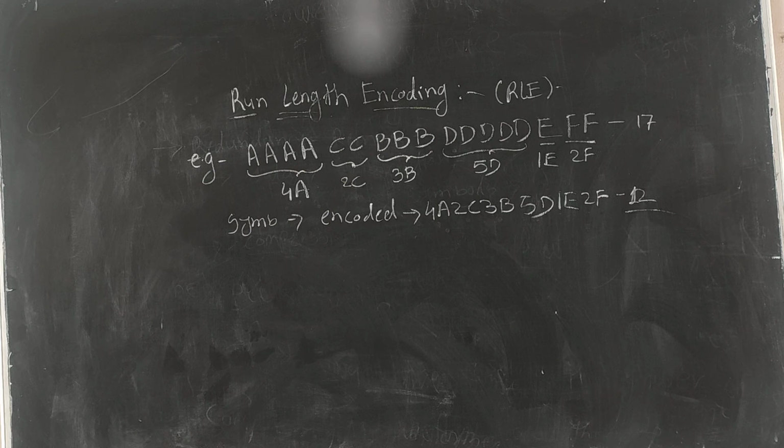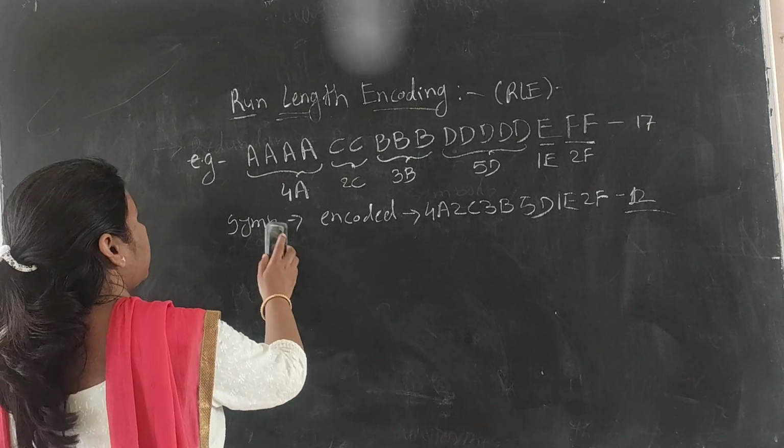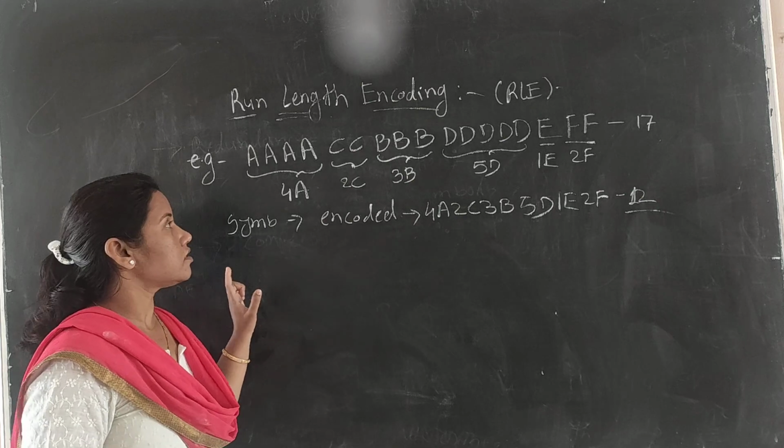Another, modified version of this method is used when the symbols are only 0 and 1. See, remember that this is run length coding.